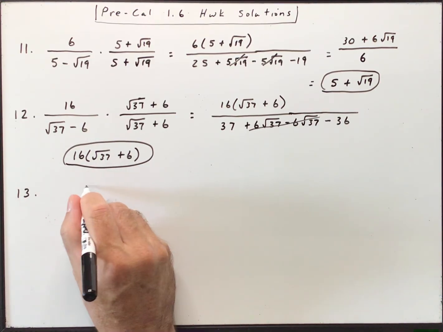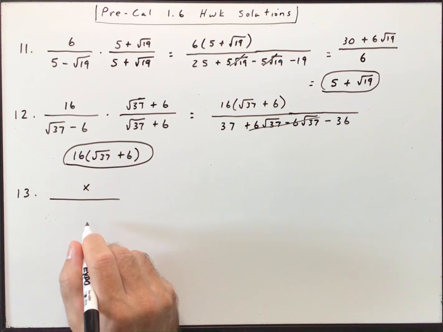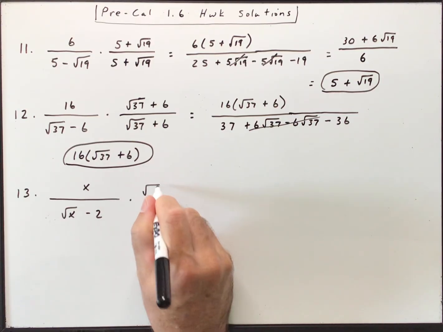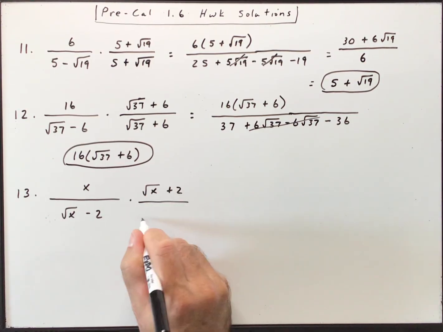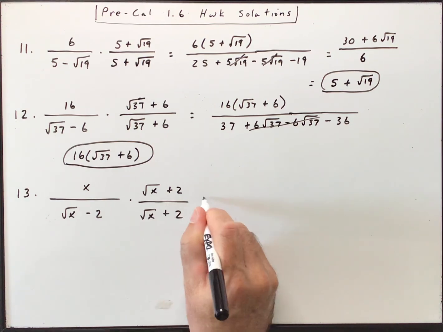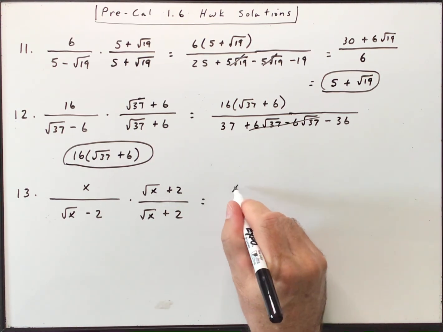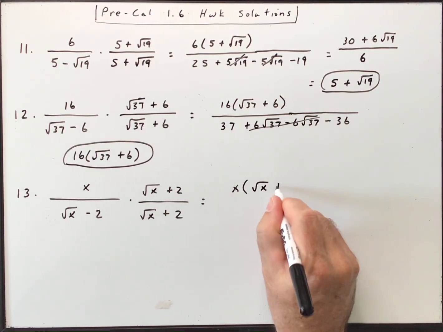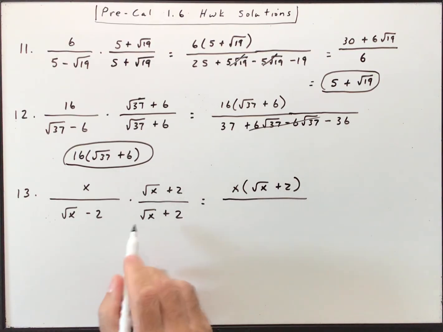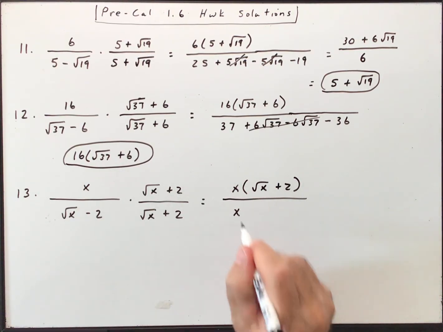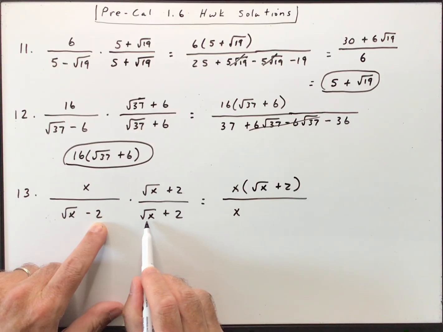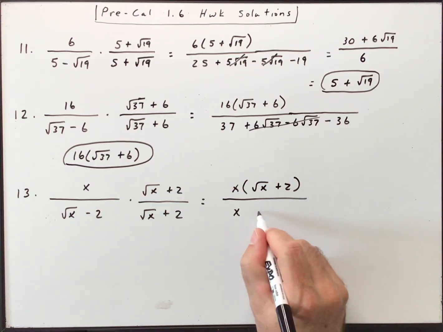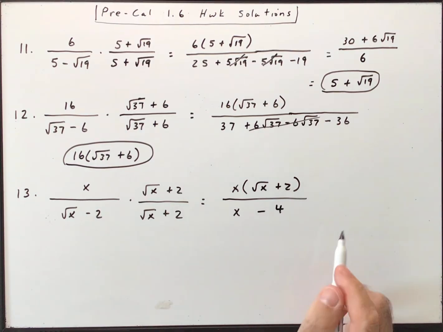All right, 13, we have x over the square root of x minus 2. So times the square root of x plus 2 over the square root of x plus 2. So that's our conjugate. So I'm not going to distribute yet. x times root x plus 2 on top, and on the bottom we will FOIL. So root x times root x, the radical lifts, you just have x minus 2 root x plus 2 root x, those cancel, and then negative 2 times 2 is minus 4.